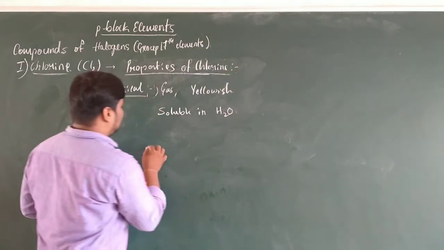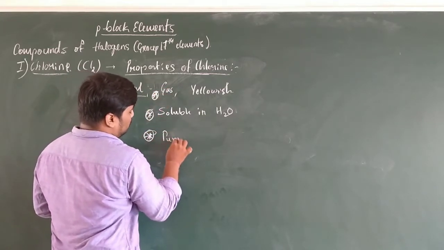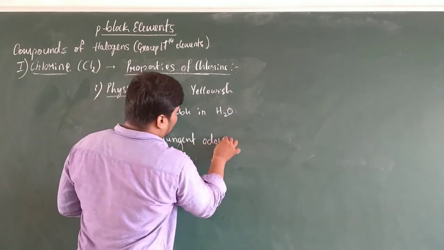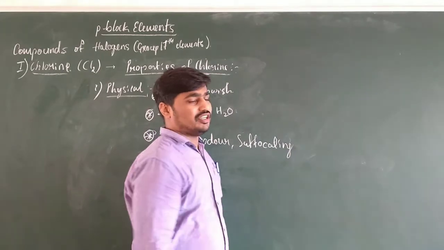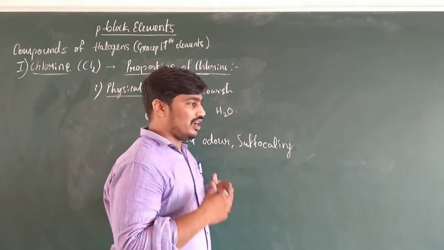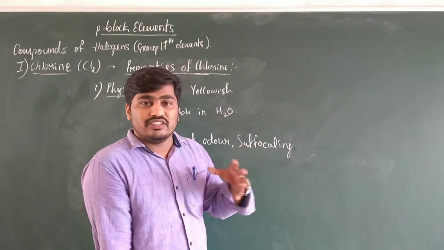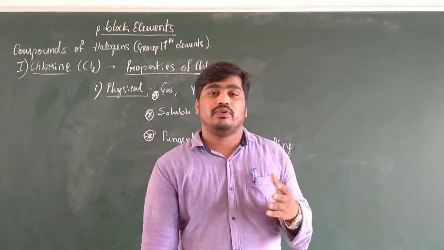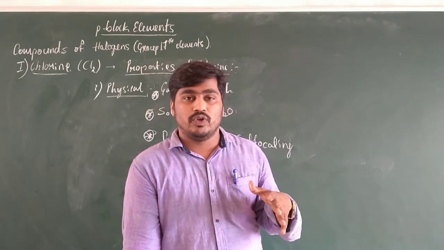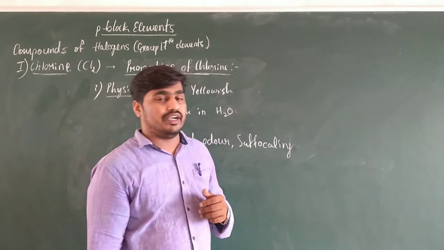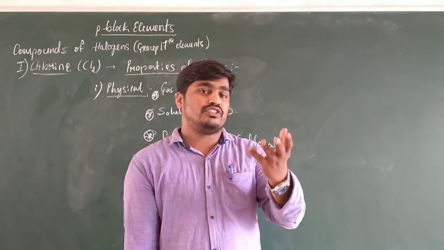The next is that it shows a pungent odor as well as suffocating nature. What is the meaning of suffocating nature? The same thing. You are already well known about this pungent odor and suffocating nature of chlorine from your lab study, during the analysis of second group acid radicals. At that time the salt is treated with acid, the gas is evolved, correct?